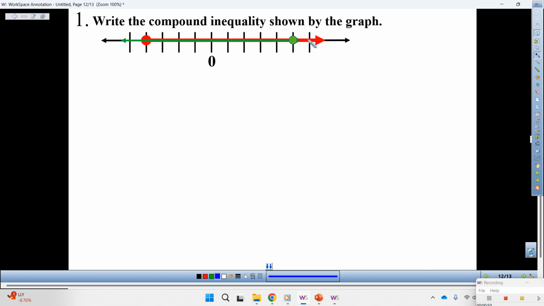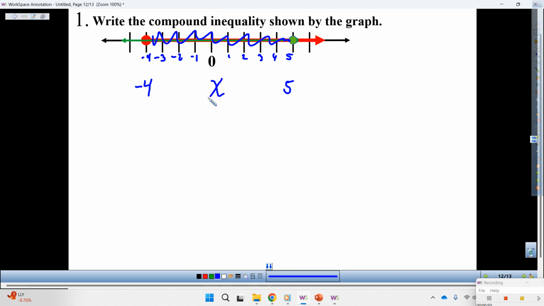Number one, write the compound inequality. What is my first dividing point? We got -1, -2, -3, -4. So my first dividing point is -4. What's my other dividing point? 1, 2, 3, 4, and 5. So my other dividing point is 5. The solution is where both graphs intersect, which is all of this. So that is x greater than -4 and less than 5.